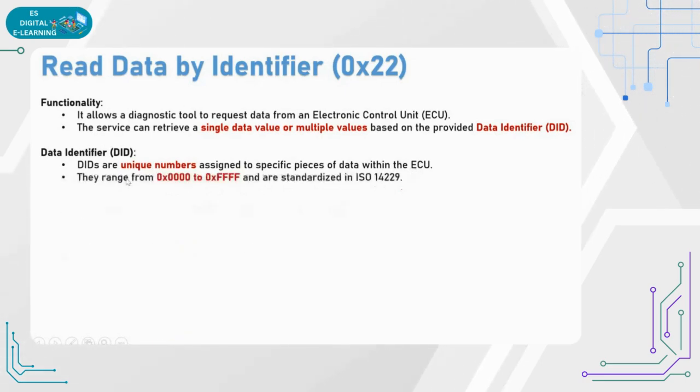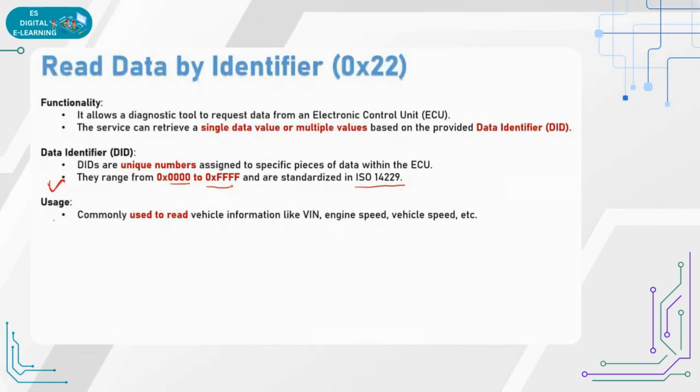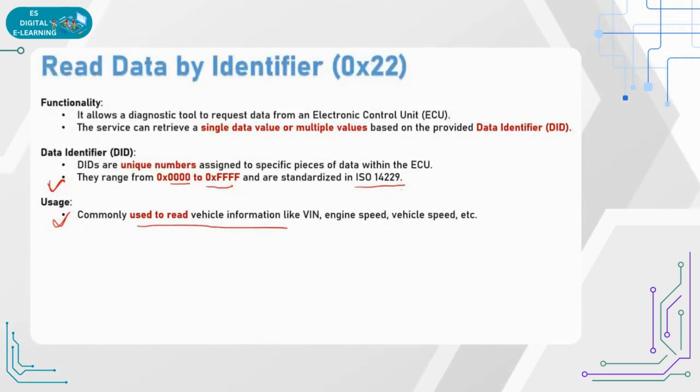Moreover, it is 2 bytes, and it ranges from 0000 to FFFF. That is the range defined in the ISO 14229. You need to remember this. And what is the purpose of this? This is very important. It is used to read vehicle information like VIN, engine speed, and vehicle speed.